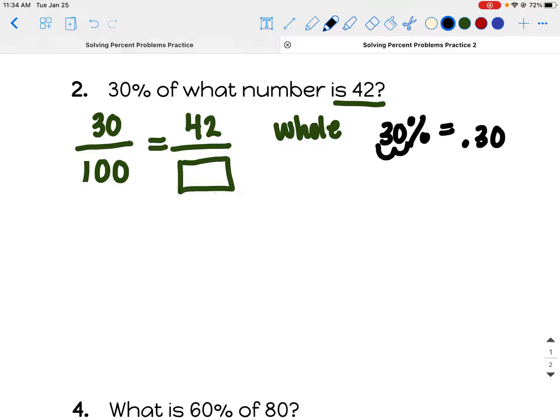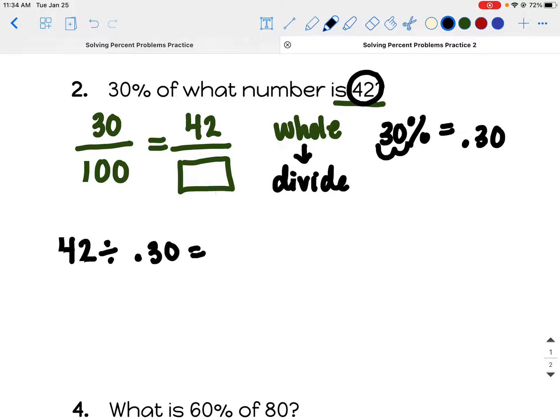All right, now anytime we're finding the whole, we know we divide. And dividing in this case is actually going to give us a bigger value. I know we're used to dividing giving us a smaller value, but when we divide by anything less than 1, it actually gives us a bigger value. So we're going to take our part, which is 42, and divide it by the unit rate of our percent, 0.30. And that should give us our whole. When we do that on a calculator, you can just do 42 divided by 0.3. What you're going to get is 140.